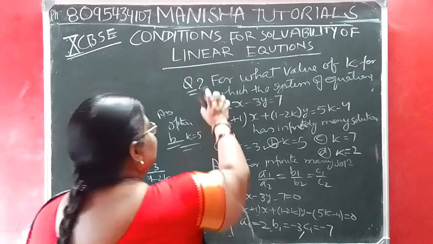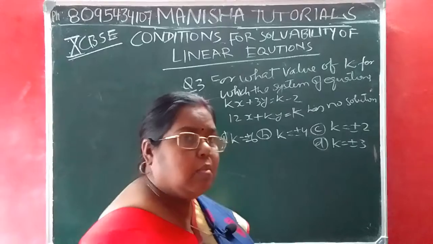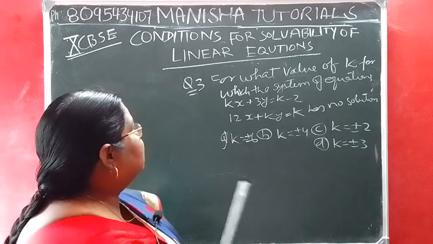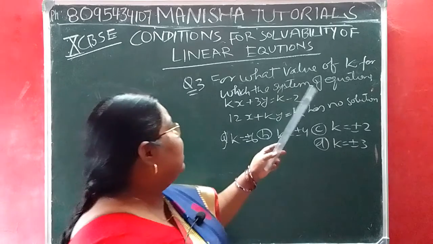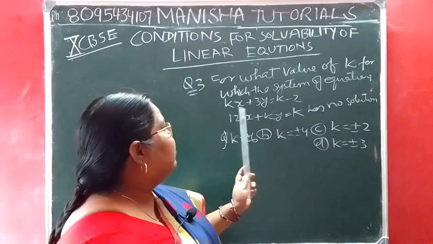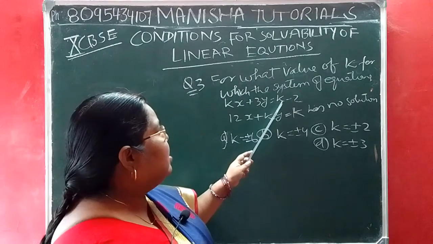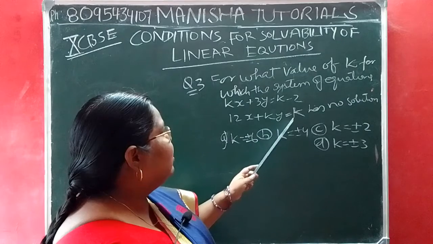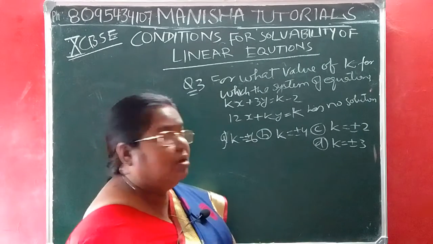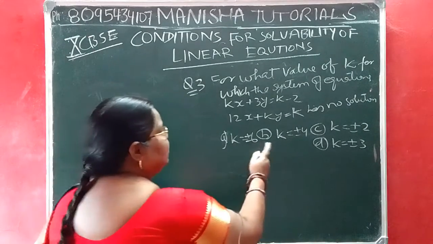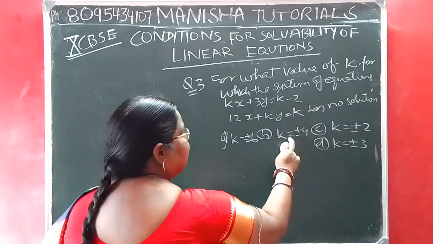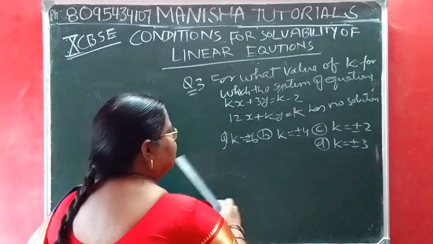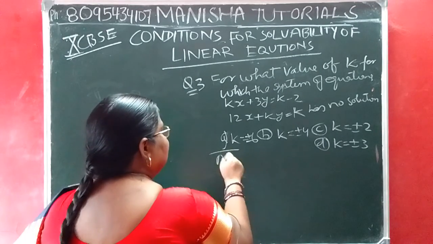Now come for third question, question number 3. For what value of k does the system of equations kx plus 3y equals k minus 2 and 12x plus ky equals k have no solution? The options are k equals plus minus 6, plus minus 4, plus minus 2, and plus minus 3. Then we will start the answer immediately.